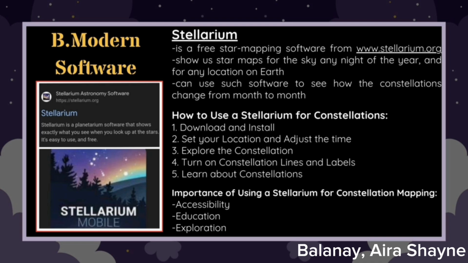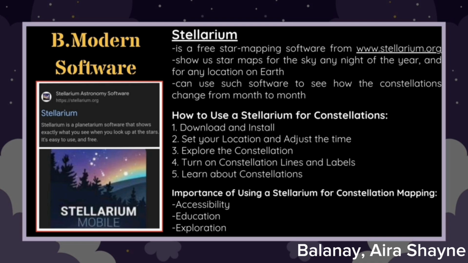Second is to adjust the time by selecting the date and time you want to explore. Also, you can fast forward or rewind the time to see how constellations move across the sky at different times of the night or year. The third one is to explore the constellations. Use the interface to navigate through the sky. You can zoom in or zoom out or drag the sky view to focus on a specific constellation.